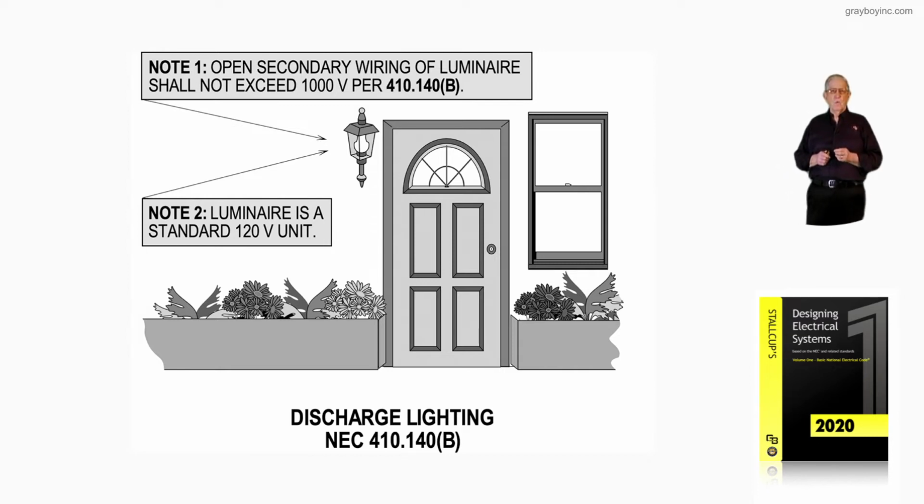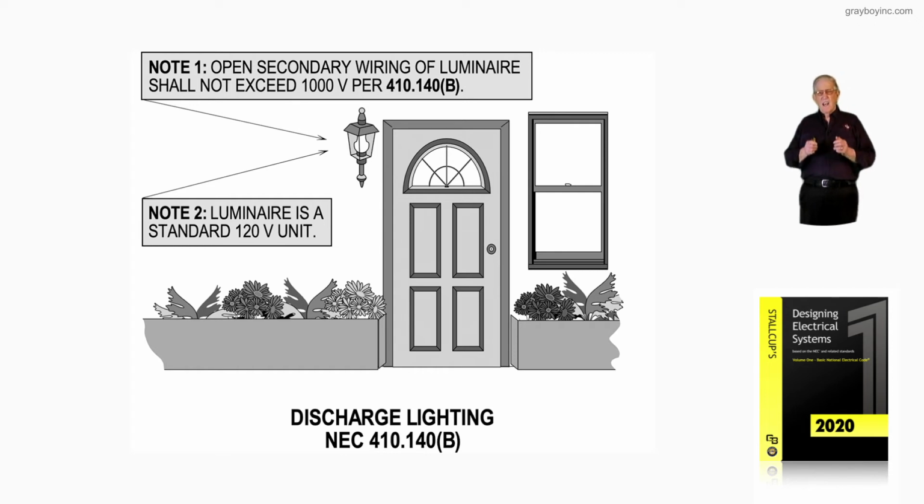in 410.140(B), as in boy. Note 2, the luminaire is a standard 120 volt unit. Now, until this was put into the code, like in game rooms, they would come in and put neon lighting and use a 15,000 volt ballast or transformer with, say, a 30 milliamp output, volt-amp type rating output.